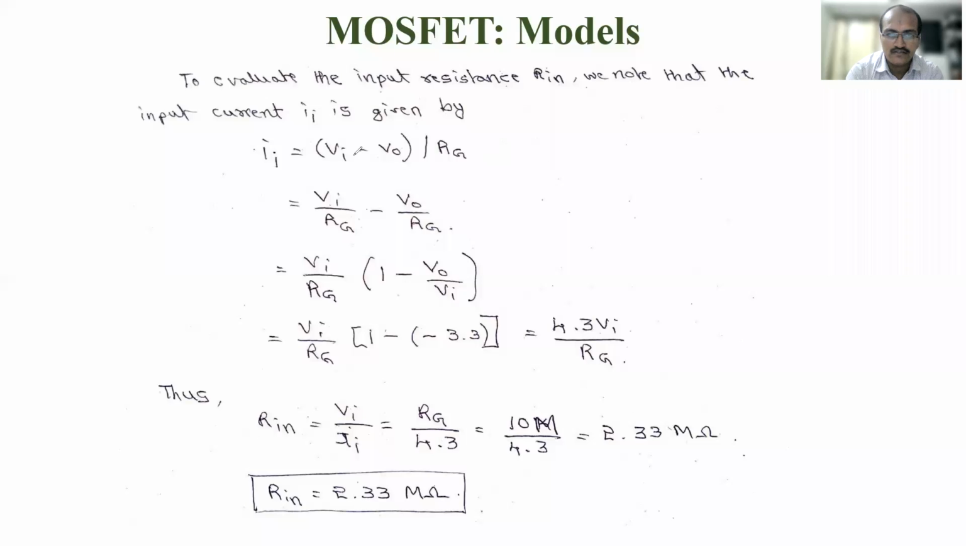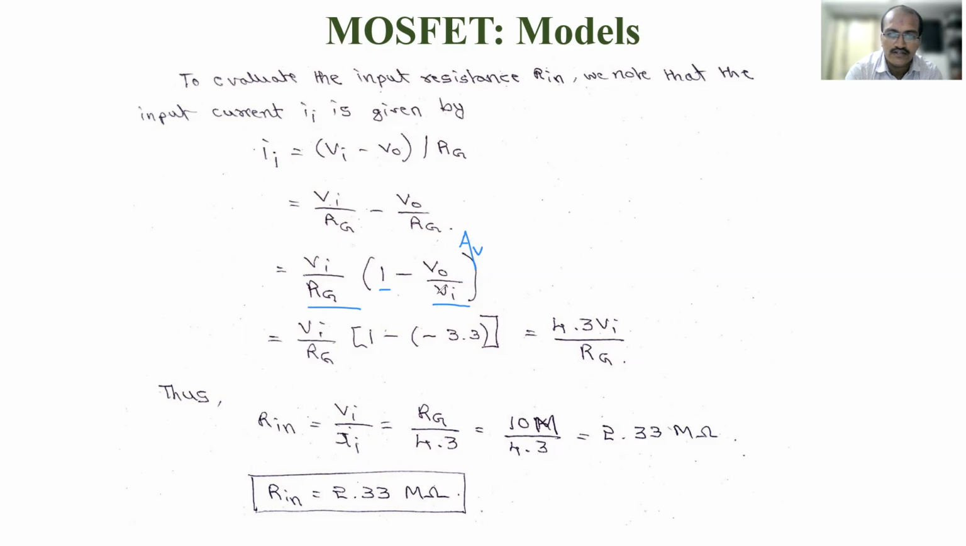Now I split this as Vi by Rg minus V naught by Rg. How I split is that I take Vi by Rg as common, so that I get the first term as 1. Then to get the V naught by Rg, I have to write V naught by Vi; here Vi cancels out and you get V naught by Rg. Why did I take this form? Because V naught by Vi is nothing but the voltage gain, right? We have calculated the voltage gain already, because we don't know the output voltage, V naught, and Vi also we don't know. So without that, how can we proceed? We have to use the voltage gain.